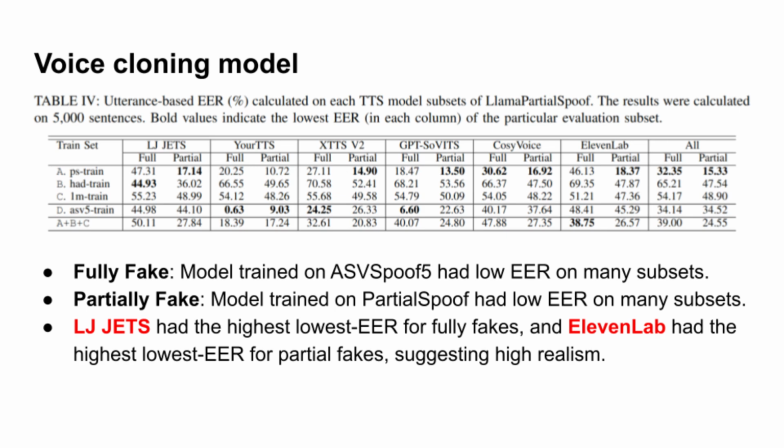When analyzing detection performance across different TTS models, we found that the ASVspoof 5 trained model performed well on fully fake speech, while the PartialSpoof trained model was better at detecting partial fakes. Interestingly, LJ-VITS had the lowest EER for fully fake speech, while ElevenLabs had the lowest EER for partial fakes, suggesting that its outputs were more realistic. The significant variability in EER across subsets of each TTS model indicates that the detection model is biased towards specific speech synthesis models or techniques, likely due to biases present in its training data.